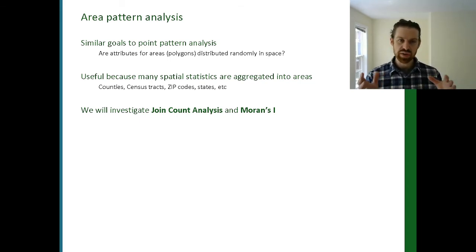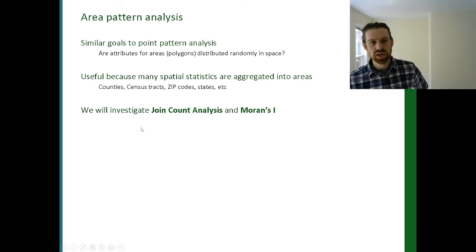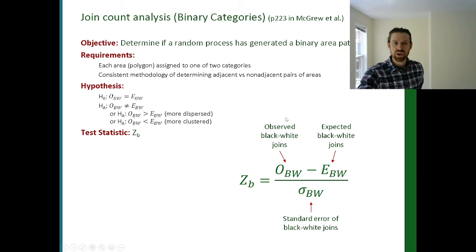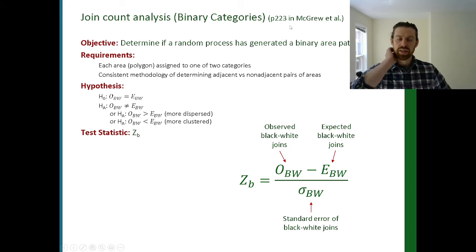We're just focusing now on those polygon boundaries, which is useful because a lot of the data that you might get and then start to categorize or gradient might be in census tracts or zip codes or states or counties. So essentially you need to be able to investigate using some spatial statistical techniques, whether that's join count analysis or Moran's I, as we're going to cover here. You can look at this on page 223 in McGrew et al. And that might give you a little bit of background as to how we calculate the test statistic here, which is this ZB factor.